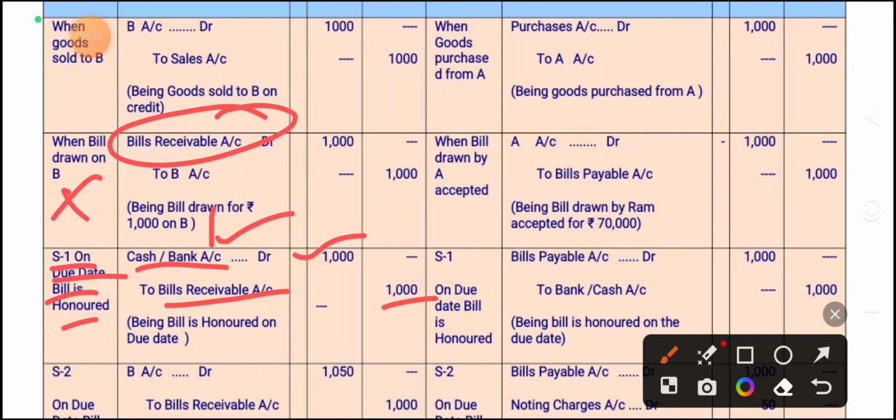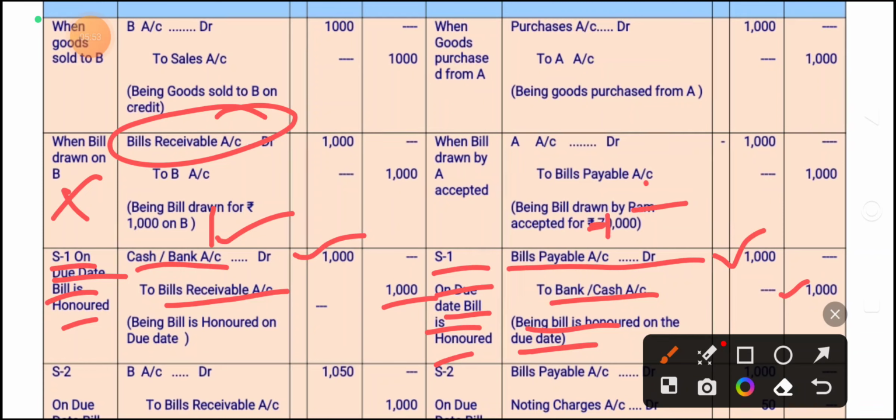In the books of B, in situation 1, on the due date when the bill is honored: bills payable account debit to bank or cash account. If he is paying through cheque, it will be bank. If he is paying through cash, it will be cash. Being bill honored on the due date. This is a very simple thing that you already know.